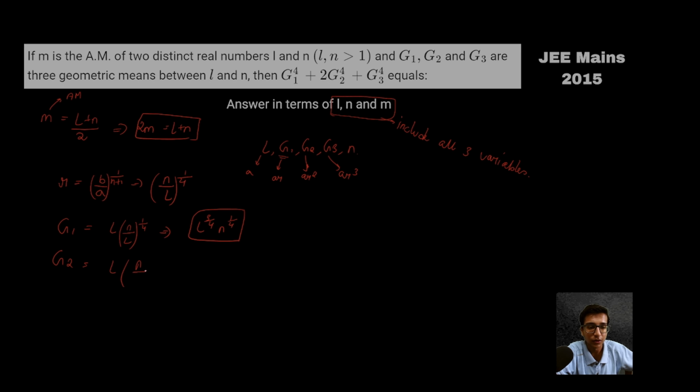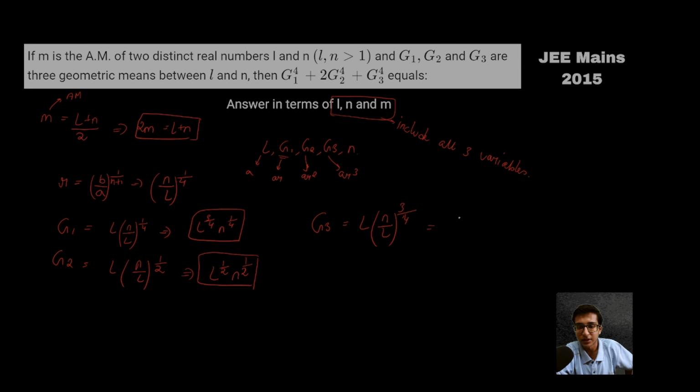Let's find out G2 in a similar manner. L into (N by L) to the power 1 by 2, since it is AR square. So 2 by 4 would become 1 by 2. And we would get L to the power half, N to the power half, which is G2. Similarly, let's find G3. L into (N by L) to the power 3 by 4. This can be written as L to the power 1 by 4 and N to the power 3 by 4.